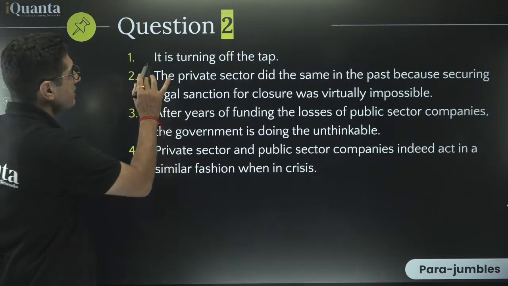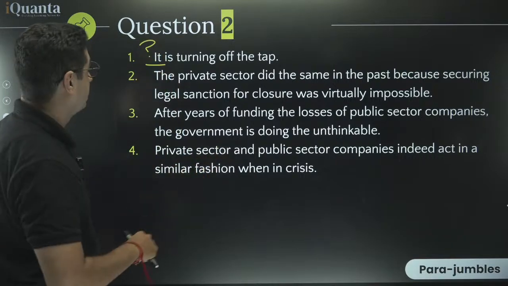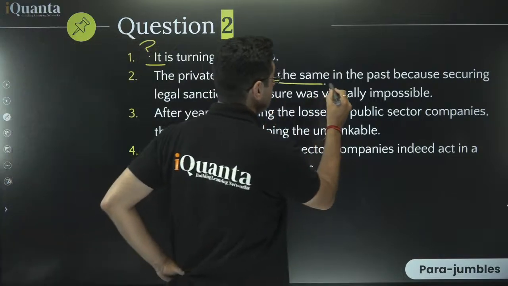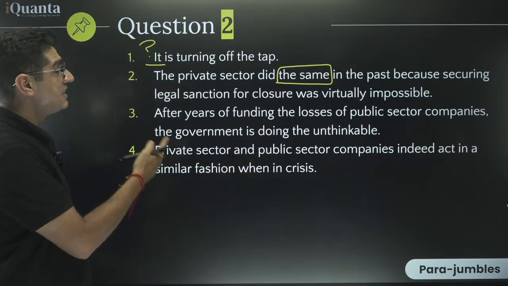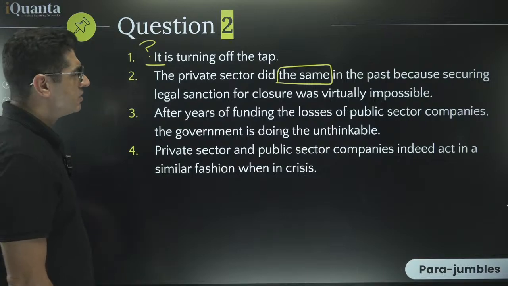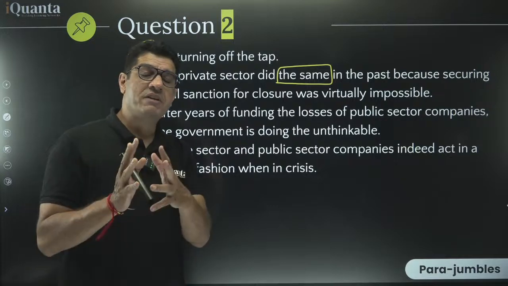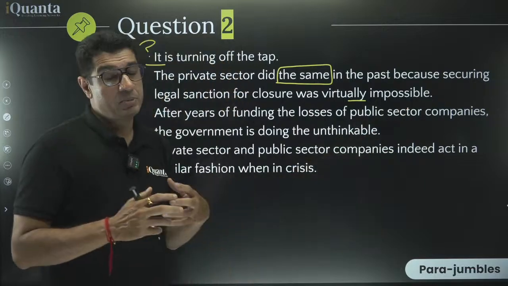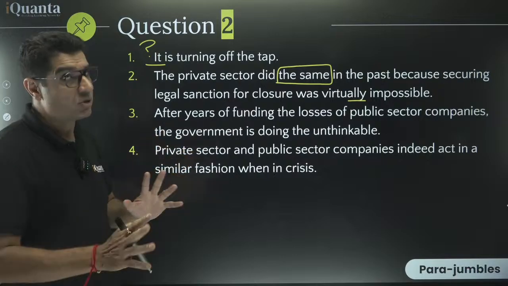Okay, it is turning off the tap. So, what is turning off the tap? The private sector did the same in the past. What? Because securing legal sanction for closure was virtually impossible. So, what the second sentence says is that there was a point of time in the past where if a private organization wanted to shut down its business, it was virtually impossible. So, because you could not shut it down, what do you do? You do something that someone else has also done.